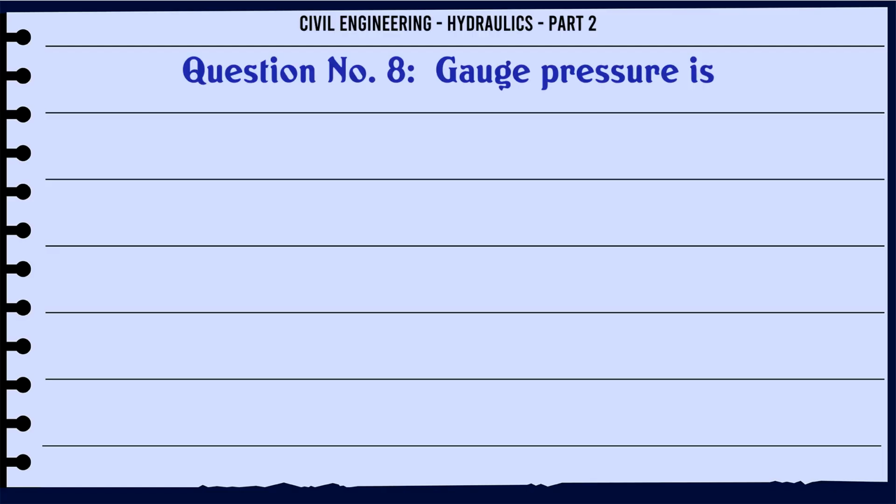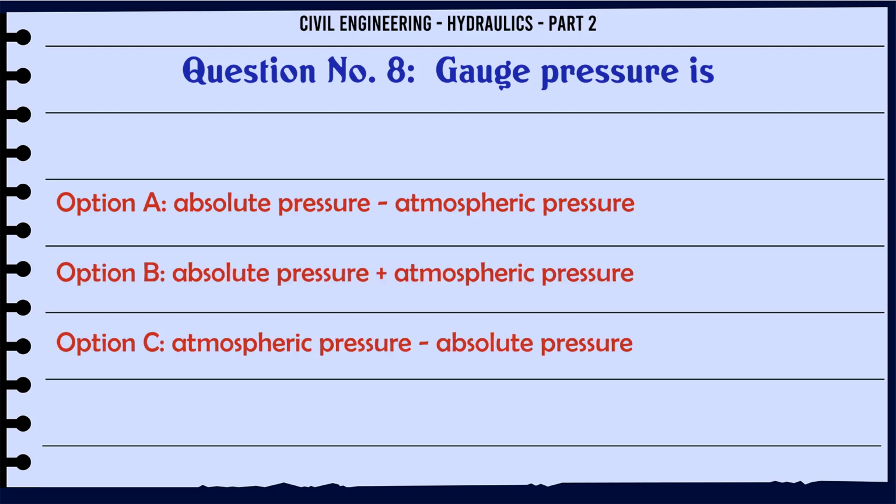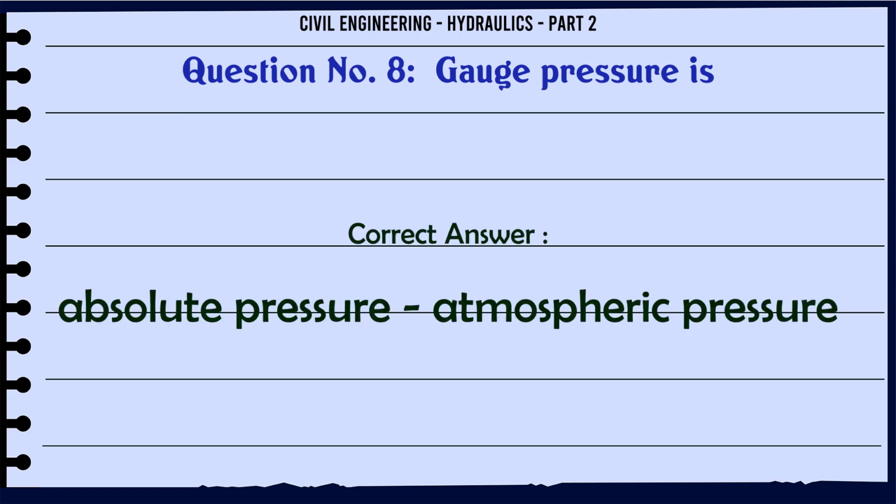Gauge pressure is A. Absolute pressure plus atmospheric pressure, B. Absolute pressure minus atmospheric pressure, C. Atmospheric pressure minus absolute pressure, D. None of these. The correct answer is absolute pressure minus atmospheric pressure.